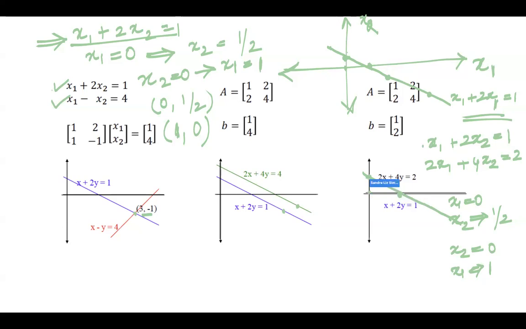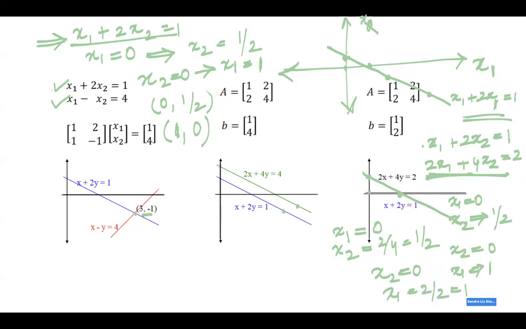Now, let us look at the next equation. Here, what I do is x1 is equal to 0. That makes x2 equal to 2 divided by 4, which is half. Now, x2 is equal to 0. What is x1? x1 is 2 divided by 2, which is 1. You're getting the same solution that we got before. So that line also is the same line. It looks different, but it's the same line. In both the cases, you're getting the same line.